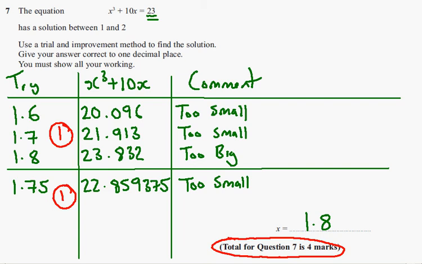And the third mark is for when you realised the solution was between 1.7 and 1.8. And the fourth mark is for the final answer, for realizing it's closer to 1.8. That's it for question 7.